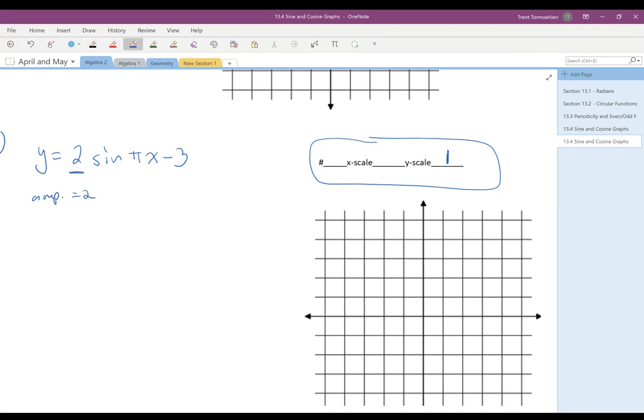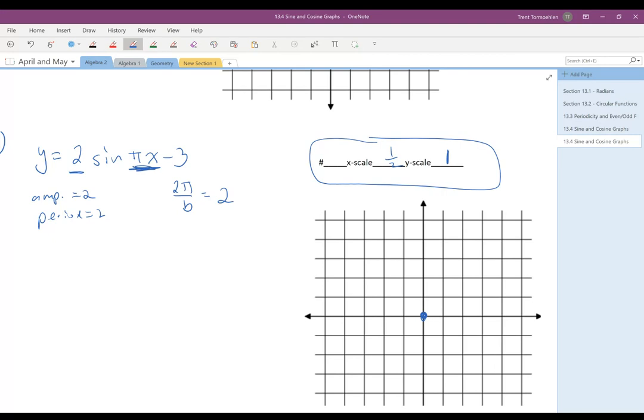Now our period, remember, is found by doing 2 pi over b, where b is the coefficient of x. We divide by pi, and we get a period of 2. That means whenever we do the x scale, we always want to just divide our period by 4 and make that our x scale. In this case, it's 1/2. That way, this is going to be the first point that's going to matter, and then we're just going to move each line over to allow us to do that.